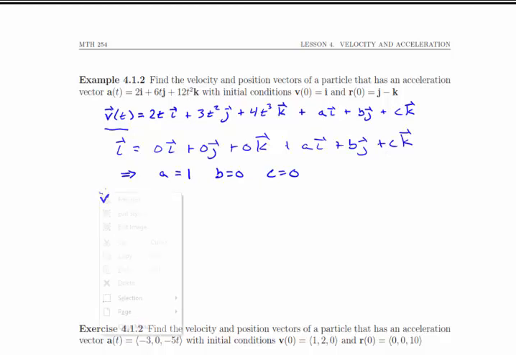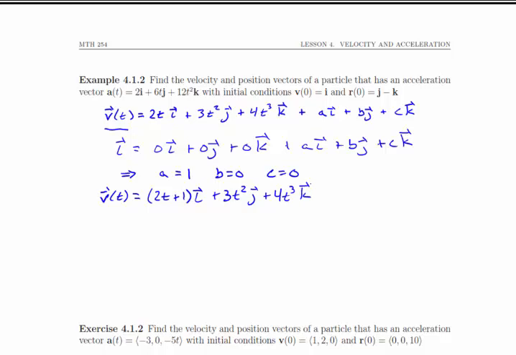And this gives us that my velocity function has to be, I'm going to bring this together, 2t plus 1 in the i direction, plus 3t squared in the j direction, plus 4t to the third in the k direction.